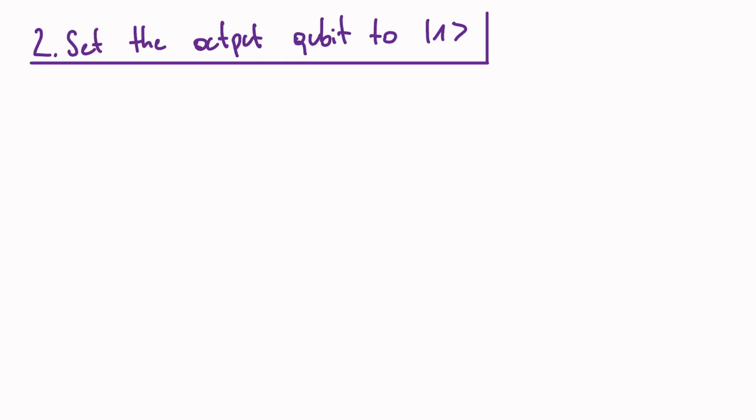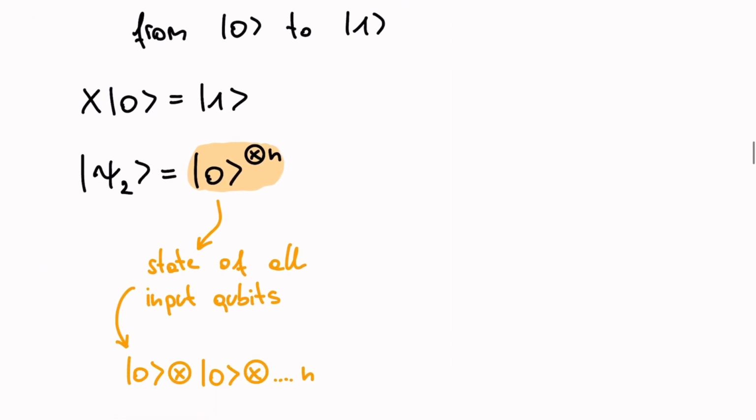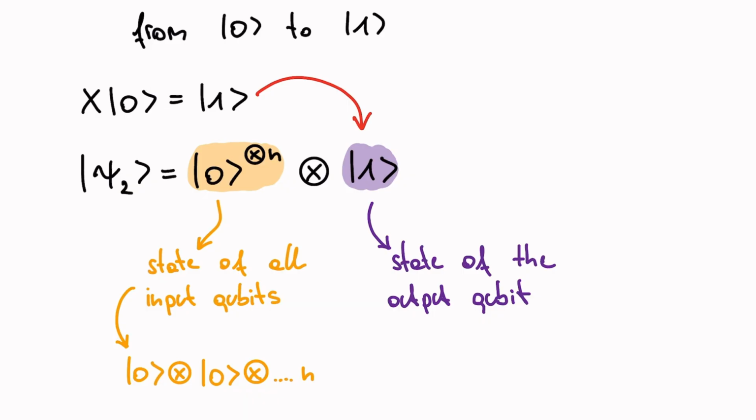Now we apply an X gate to flip the output qubit from 0 to 1. As mentioned earlier, when you apply an X gate to a qubit in state 0, the result is state 1. That's exactly what we're doing here, and I'll also show this step again in mathematical form. So what does our total quantum state look like after this operation? The input qubits remain unchanged. They're still all in state 0, just like before, but now the output qubit is in state 1 because we applied the X gate to it. This means all input qubits are still in state 0, and the output qubit is now in state 1. That completes step 2.